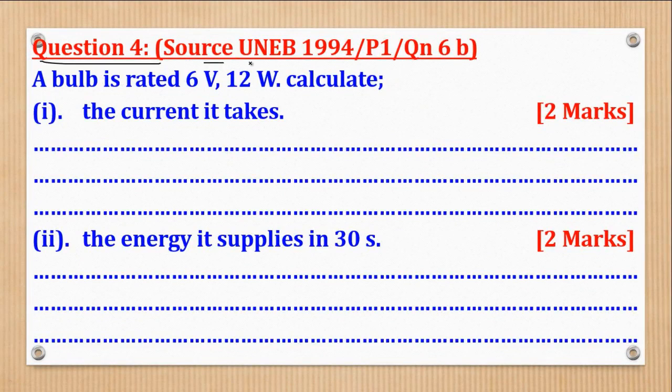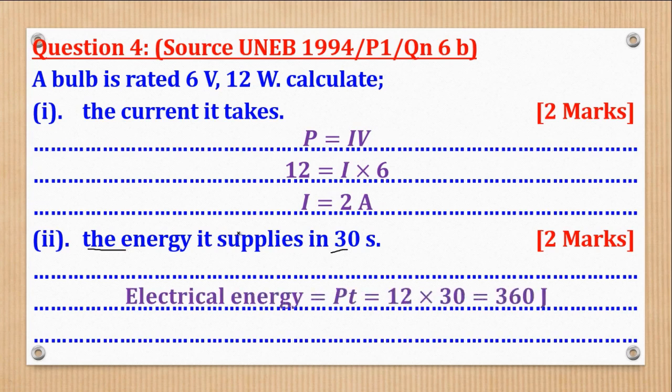Then question 4 came from UNEB 1994 paper 1 question 6b, and it says a bulb is rated 6 volt 12 watts. Calculate Roman 1, the current it takes. So we know power, we know voltage, so P is equal to IV. Substitute and make I the subject. Now that was Roman 1. Roman 2, calculate the energy it supplies in 30 seconds. So energy is power times time. Therefore, power is this and time is that. You come up with 360 joules.